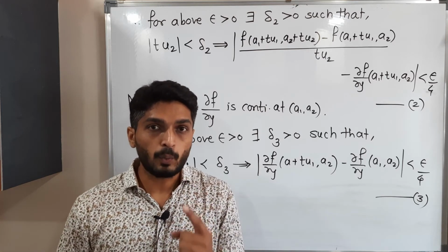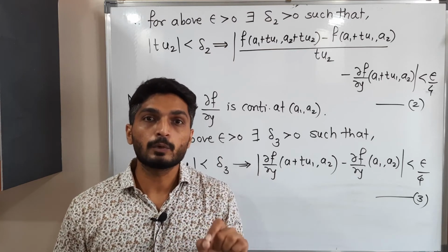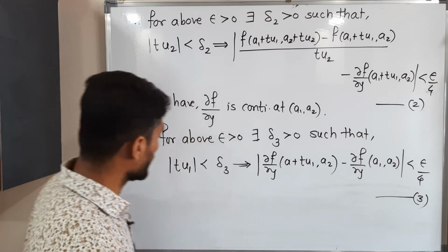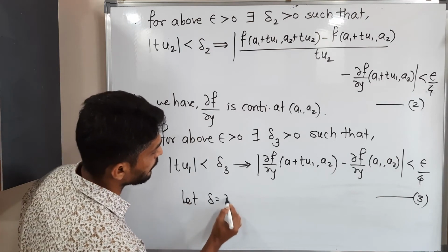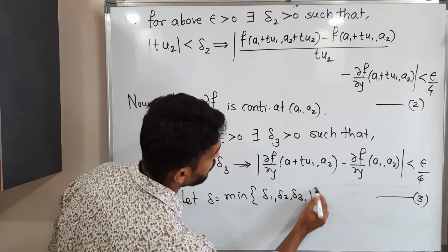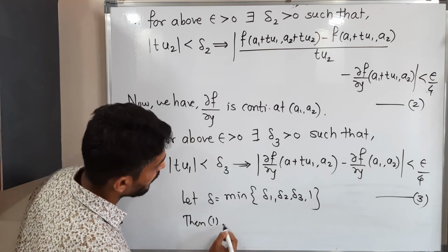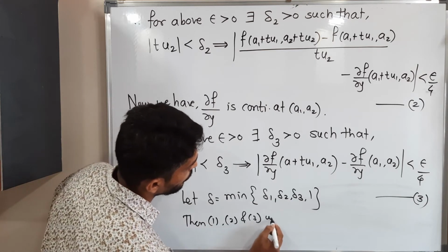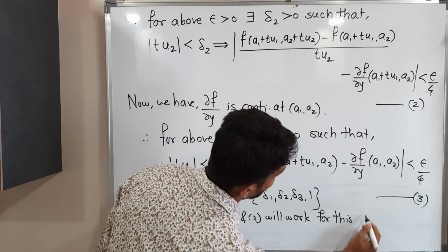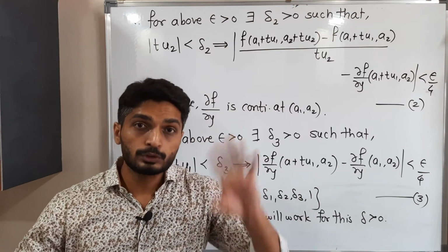But for statements 1, 2 and 3 we have got three different deltas: delta 1, delta 2, delta 3. So I am going to take delta equal to the minimum of all these, as well as 1. Then all three statements will be true simultaneously for this delta greater than 0.